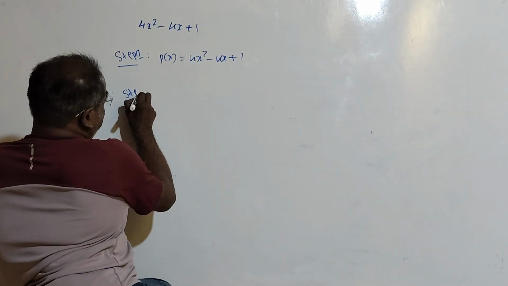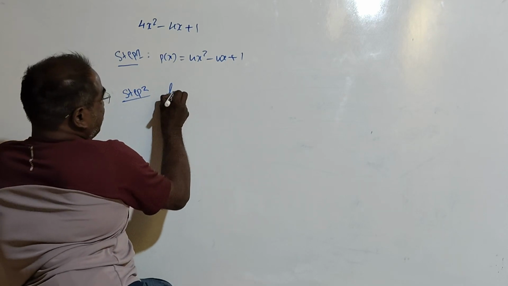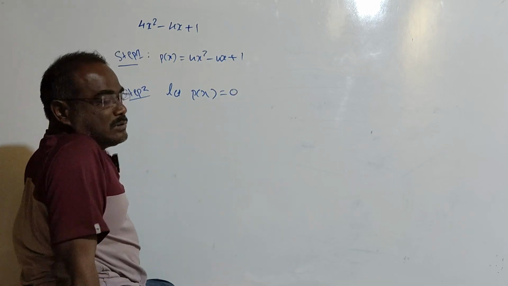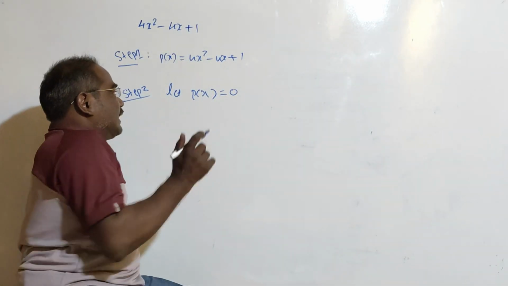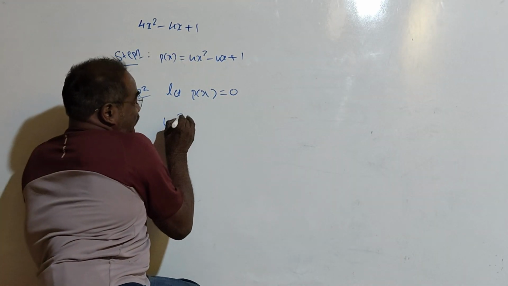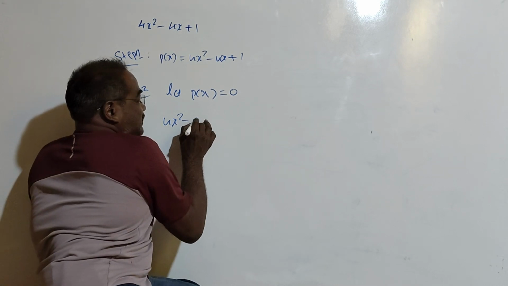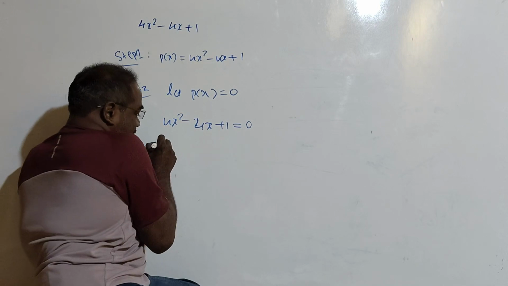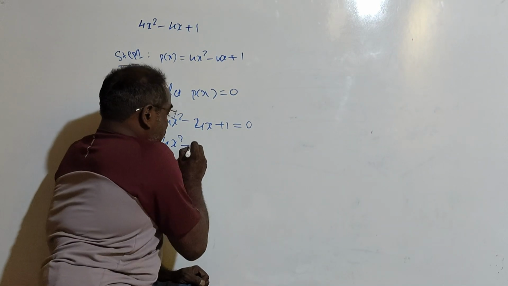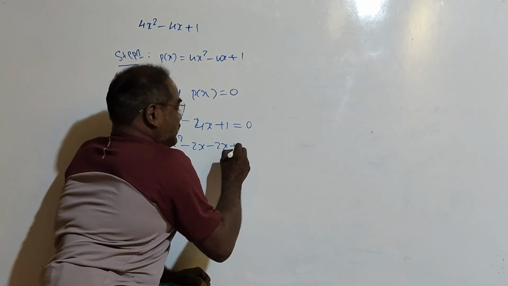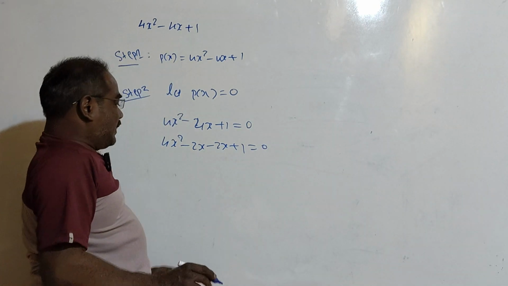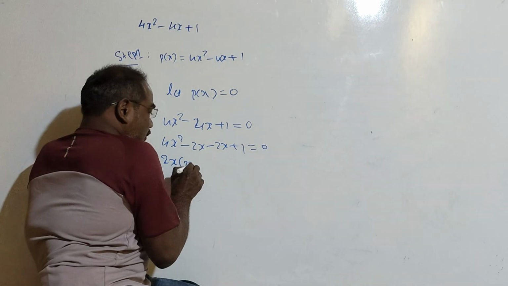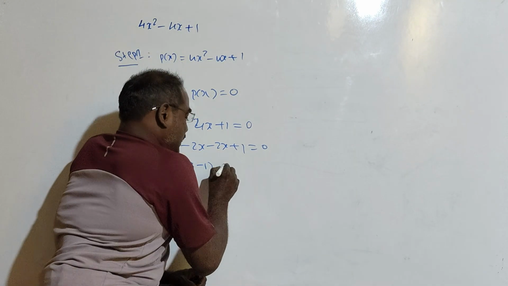Step number 2. Let p of x equal to 0. So then the given equation becomes 4x square minus 4x plus 1 equal to 0. By factoring it will become 4x square minus 2x minus 2x plus 1 equal to 0. By factorizing, if I take 2x common, it will become 2x minus 1, then minus 1 common.